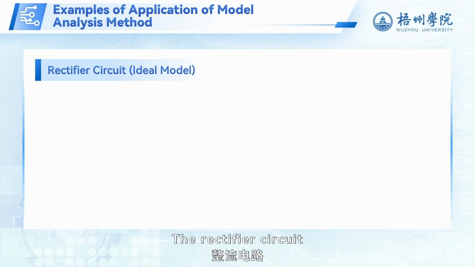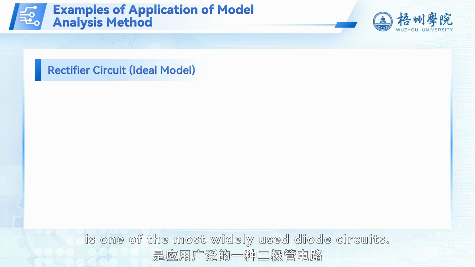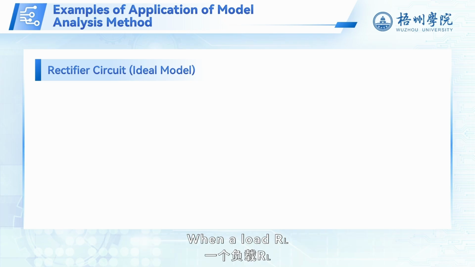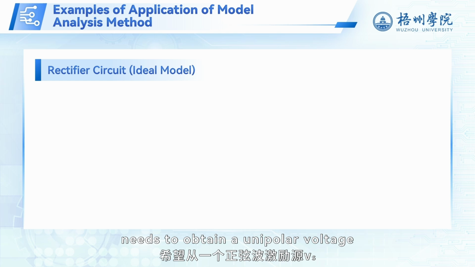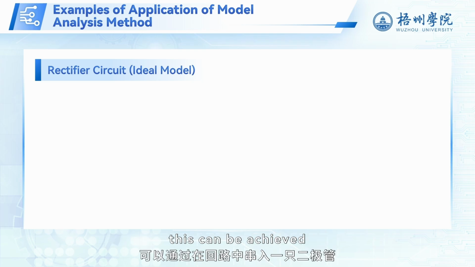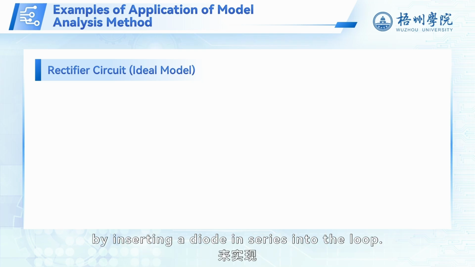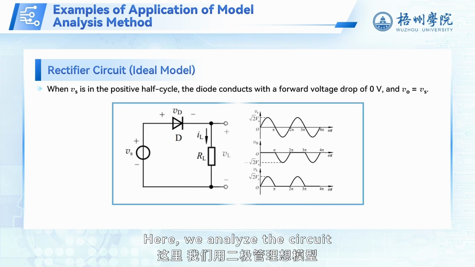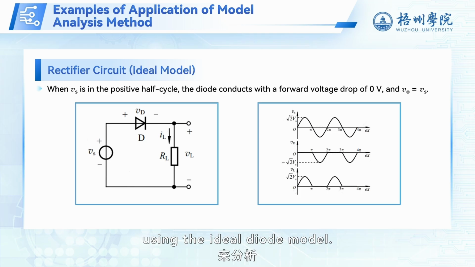Based on this characteristic, many application circuits can be formed, such as rectifier circuits, limiter circuits, and switching circuits. The rectifier circuit is one of the most widely used diode circuits. When a load RL needs to obtain a unipolar voltage from a sinusoidal excitation source Vs, this can be achieved by inserting a diode in series into the loop. Here we analyze the circuit using the ideal diode model.